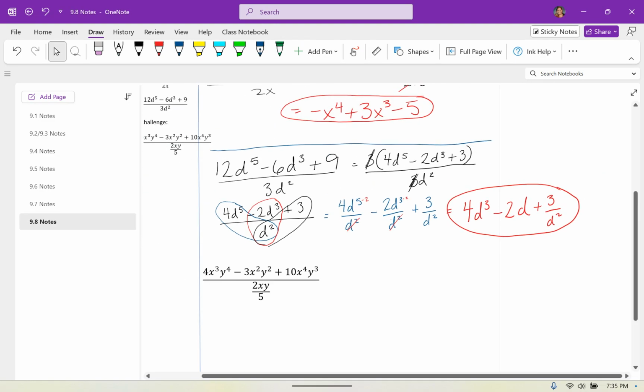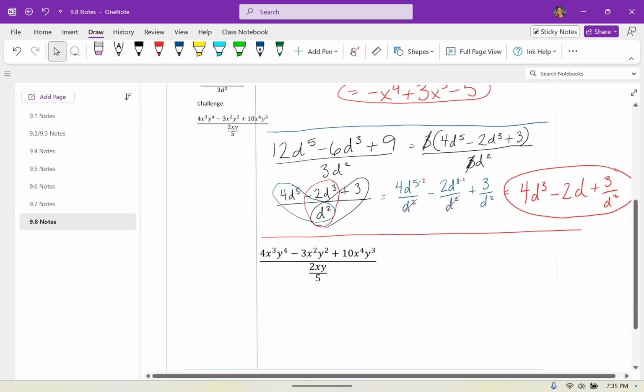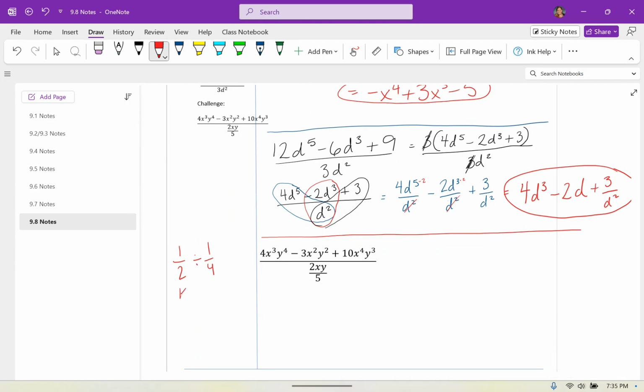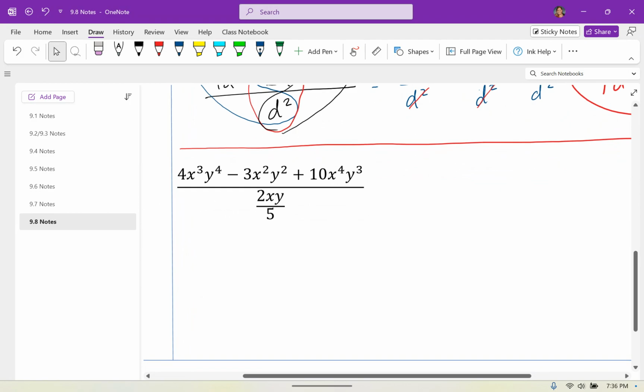Okay, so now our last problem, and it's a challenge problem. And I'll be honest, the first time I saw this, I said, what the heck is that? Okay, but it is a fraction divided by a fraction, and we can handle this, right? Because if this was like a number like 1/2 divided by 1/4, you would know what to do. You would keep, change, flip. So that's essentially what we're going to do here. We are going to keep the numerator, change to multiplication, and flip the denominator.